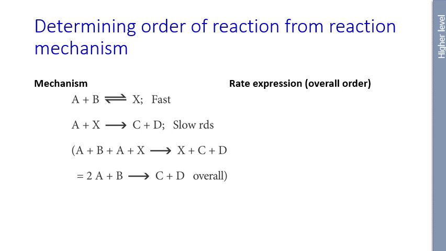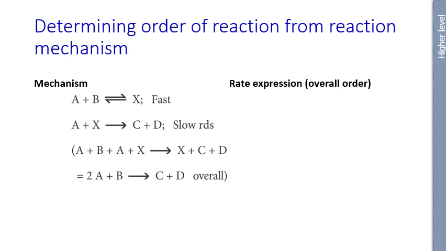So in terms of a mechanism, which is also possible, A plus B is in equilibrium with X, which is fast. Then A reacts with X to form C plus D, which is the slow rate determining step. Okay, so those are your possibilities. Again, the overall reaction would be the same, but now it's the second step that's the rate determining step.